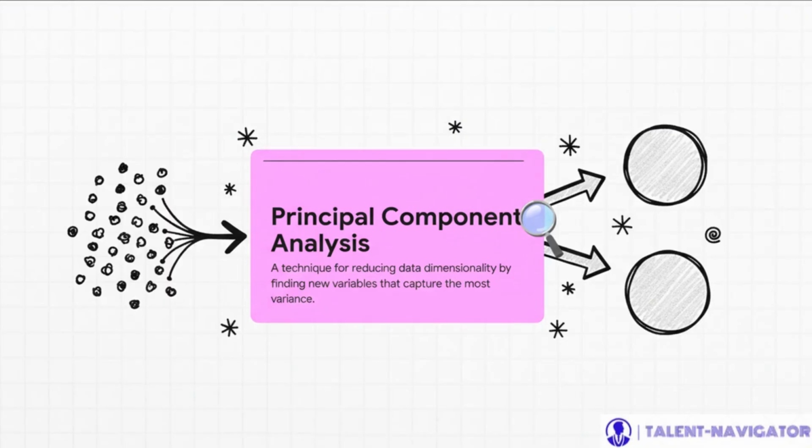So the whole idea behind PCA is to boil down all those messy variables into just a handful of new variables, these principal components. And the trick is, these new components are designed to capture the most important information, the most spread in the data. It's kind of like creating the ultimate, super concise summary of everything that's going on.